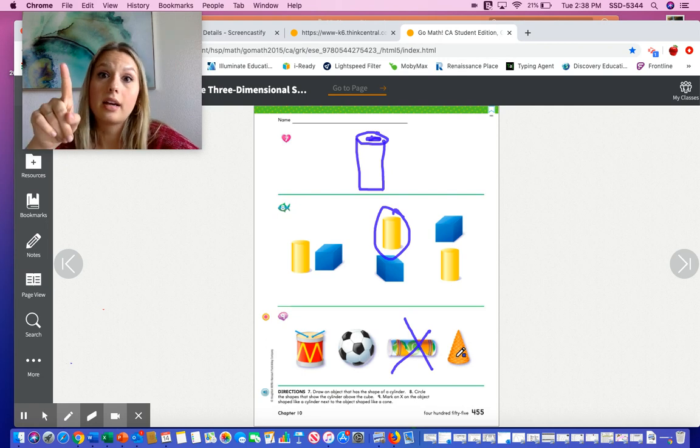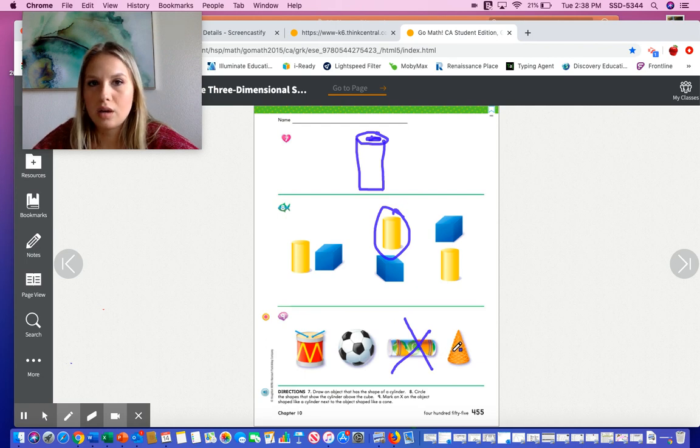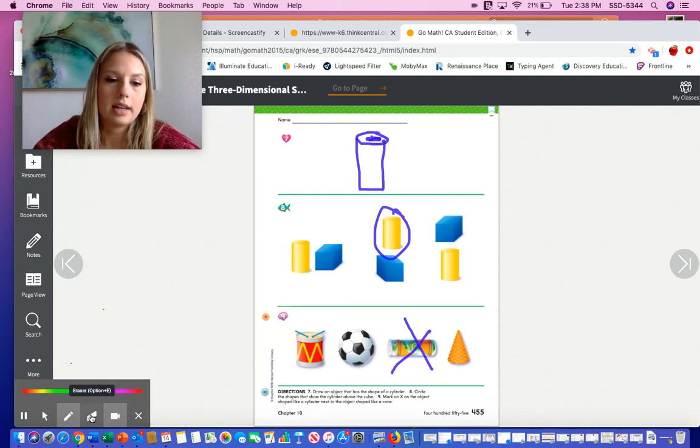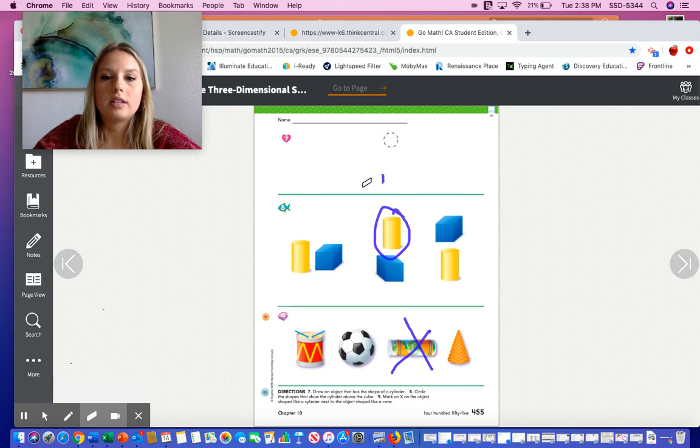I had to check. Remember, directions sometimes are tricky. They gave you more than one direction. So you have to check to make sure it's next to the cone. Yes. Excellent. All right. Let's go ahead and move our post-it and our bookmark to the next page.